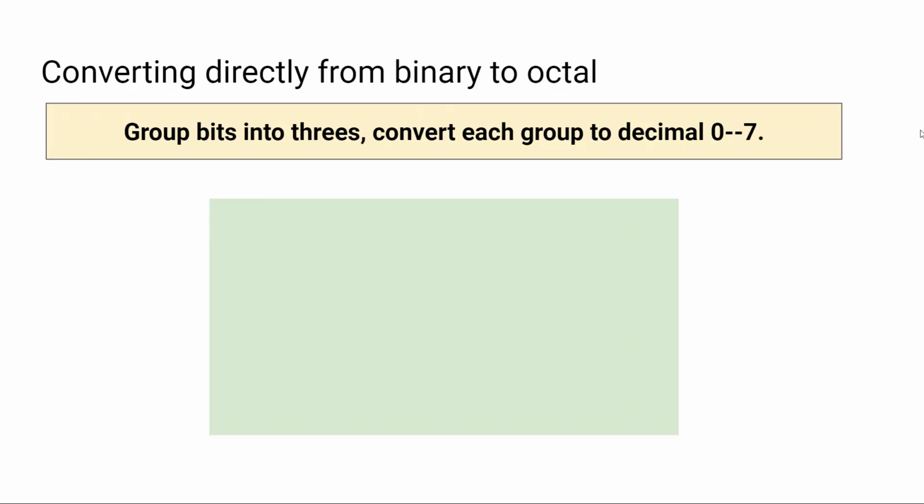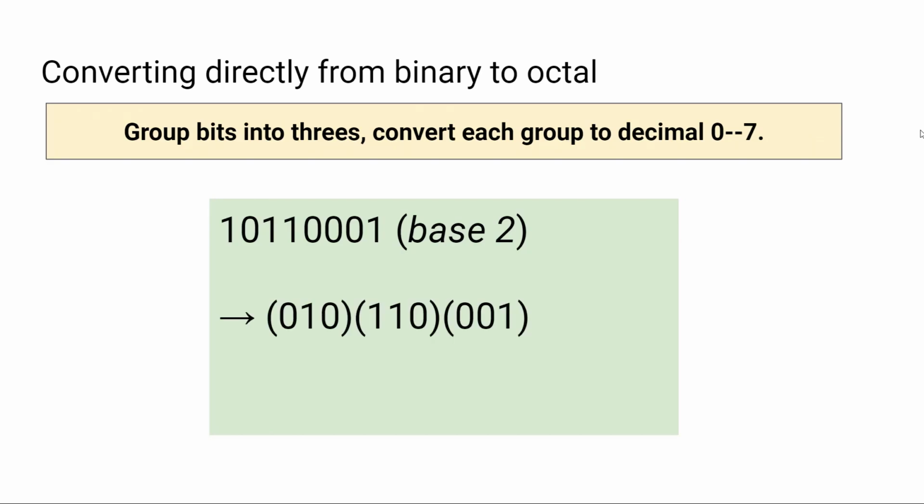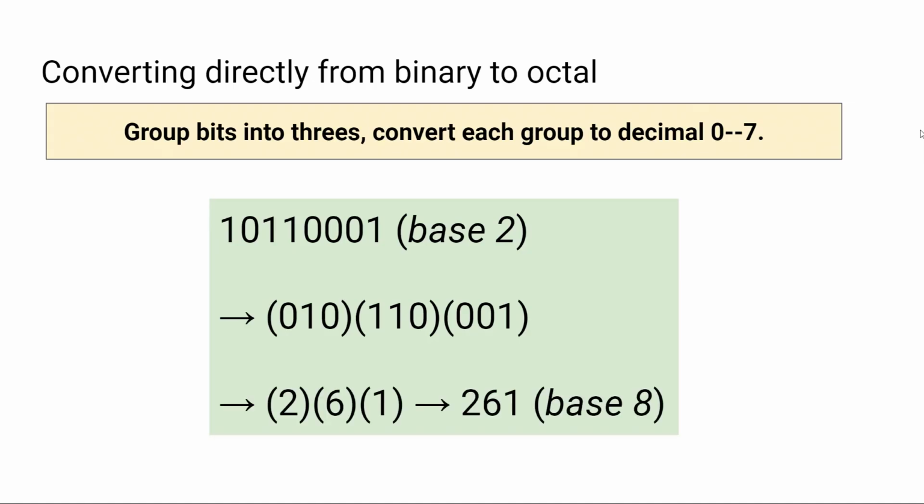For example, take the binary integer 10110001. Group into threes: 010, 110, 001. We added the 0 on the far left to pad this so we get even groups of 3. Now convert each group to decimal, which is easy because the numbers are small. 010 is 2, 110 is 6, and 001 is 1. The resulting octal integer is 261. As a decimal, this would be 177.